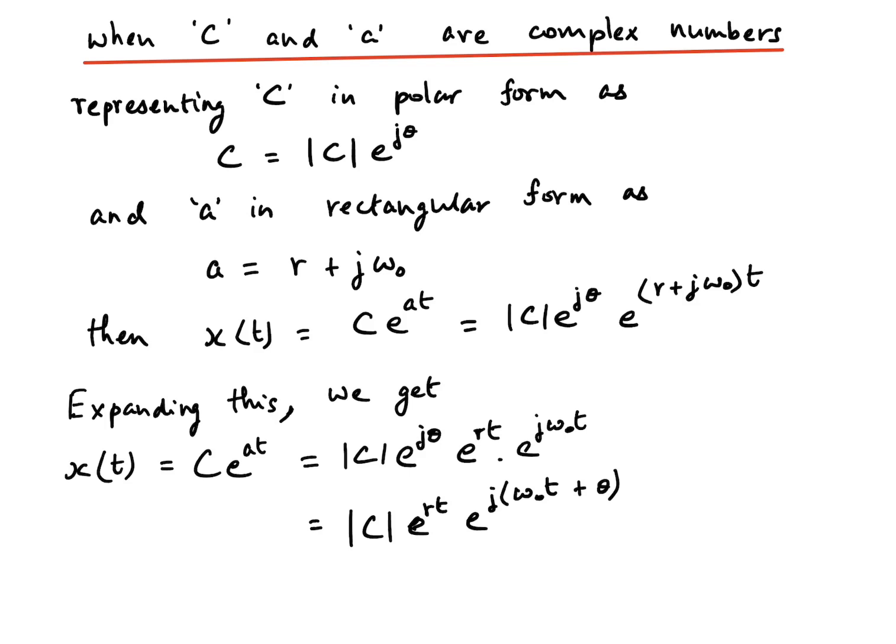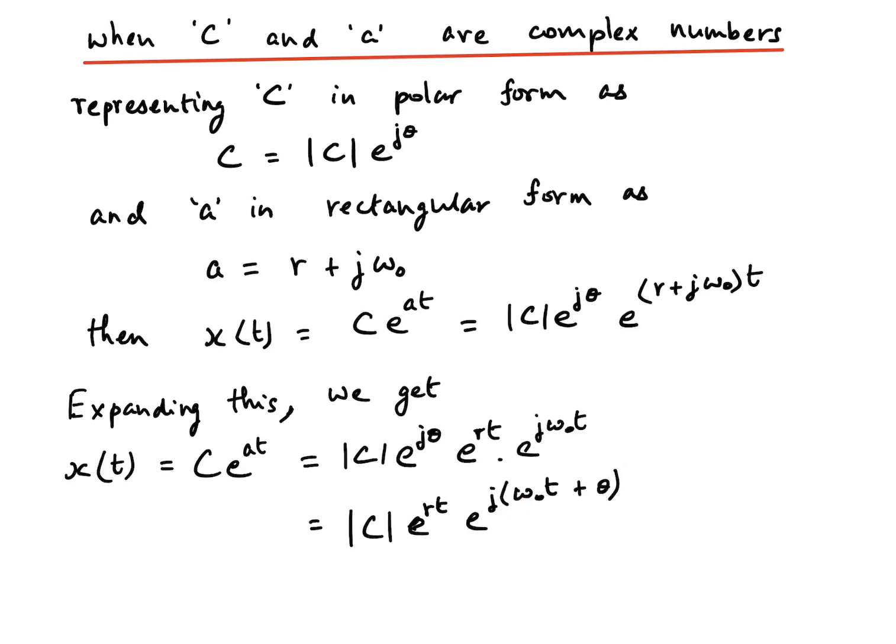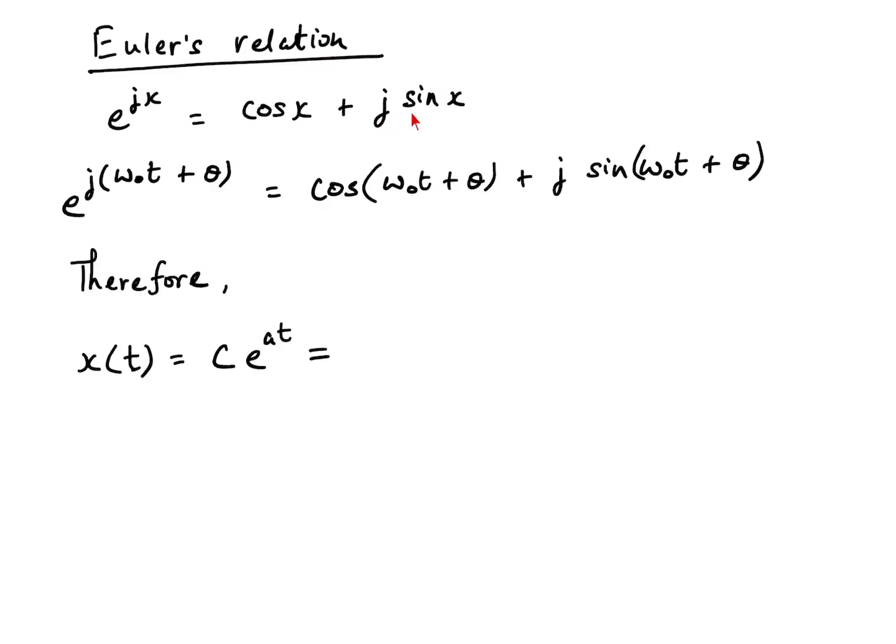Now we are going to expand this using what we call Euler's identity or Euler's relationship. E power j something is given by an expansion, and we are going to substitute that expansion and see what x of t looks like. Euler's relation is given as e power jx is equal to cosine x plus j sine x. So in place of x here, we have omega naught t plus theta, and that can be expanded as cosine x plus j times sine x.